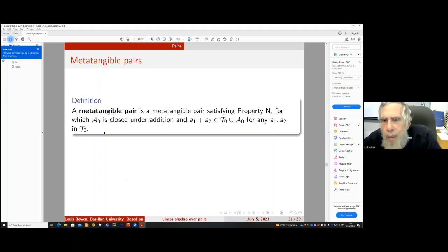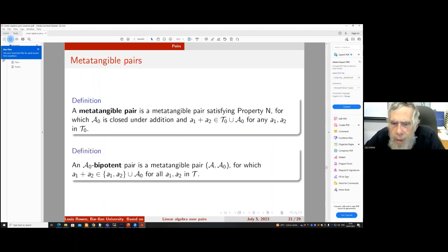So our main pair is called a metatangible pair. That is, the sum of two tangible elements is either tangible or null. And a special case of this is that the sum of two tangible elements is one of them or is null. Now look at the similarity to valuations. If you have an ordered group, then A1 plus A2 would be the maximum or the minimum, depending how you define valuation, or they have the same value.